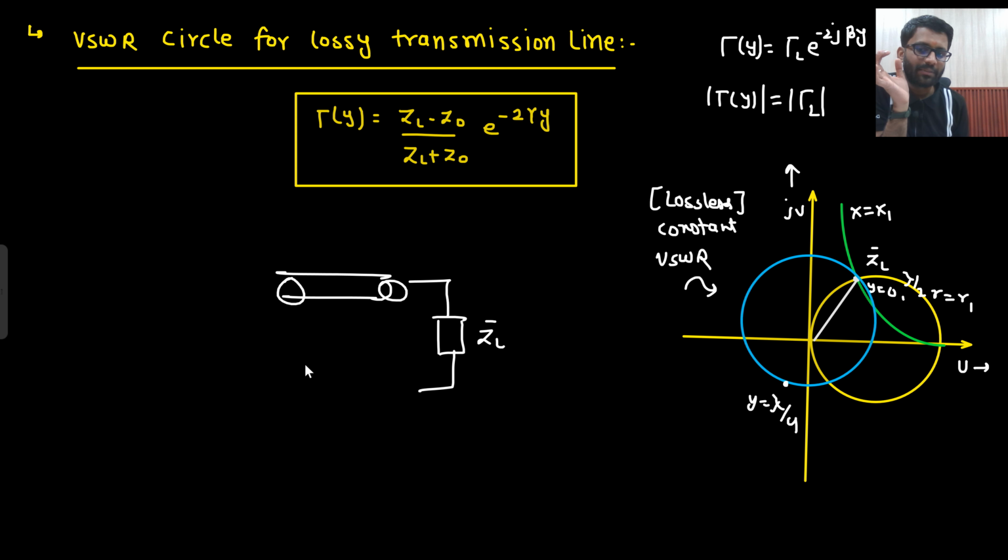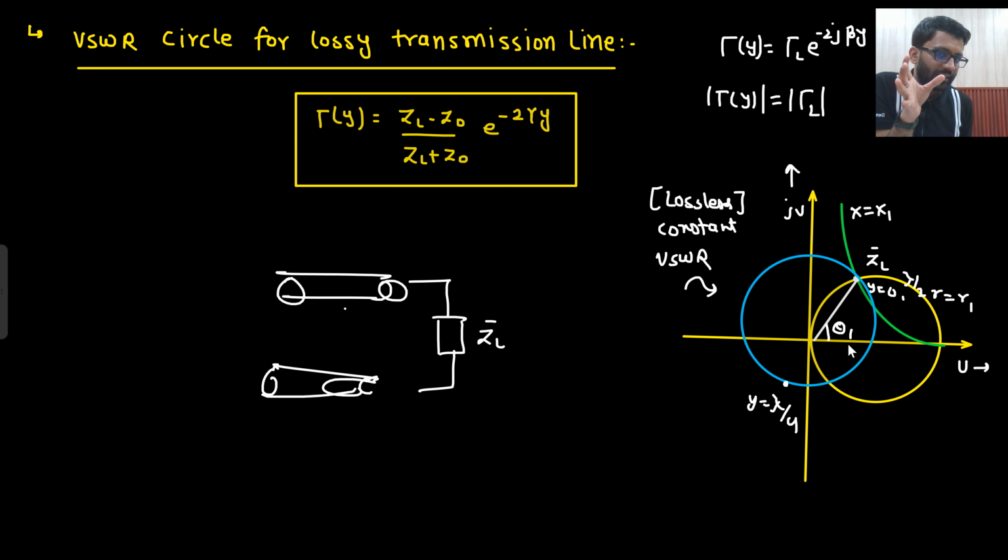Like, this will be your transmission line, which could be lossy or lossless. This ZL dash will not depend on whether the transmission line is lossy or lossless. It is something the user applies, and this is what we do on the Smith chart. But this VSWR circle we draw from our own side, saying that the mode of gamma is constant everywhere, just the phase will change.